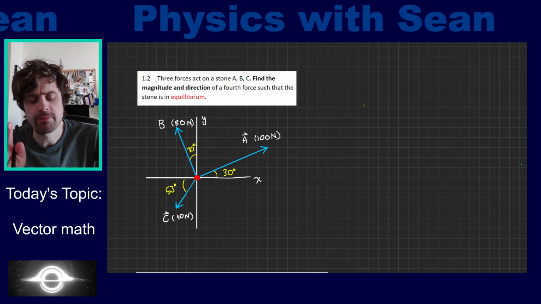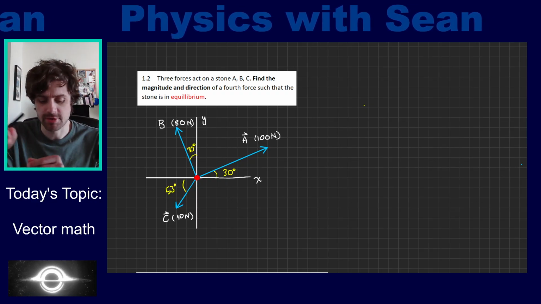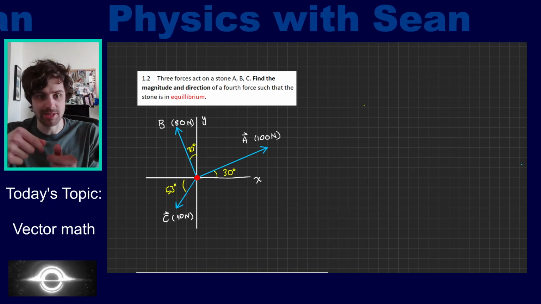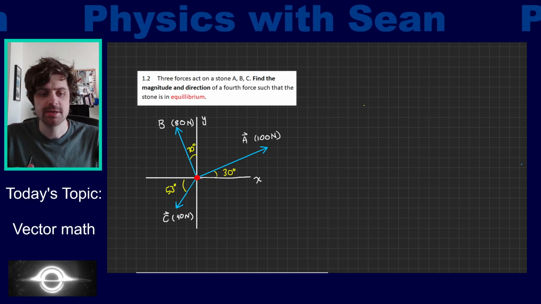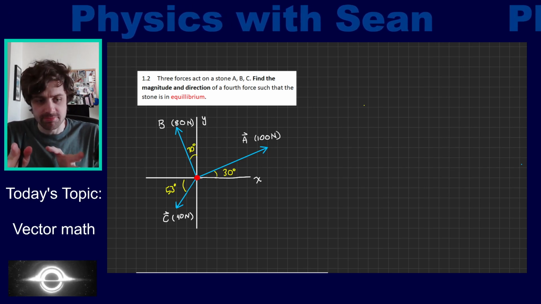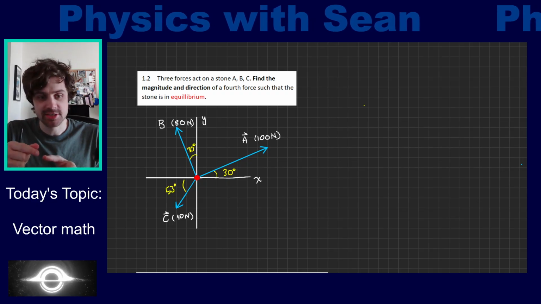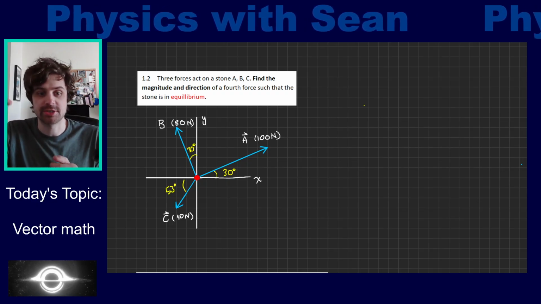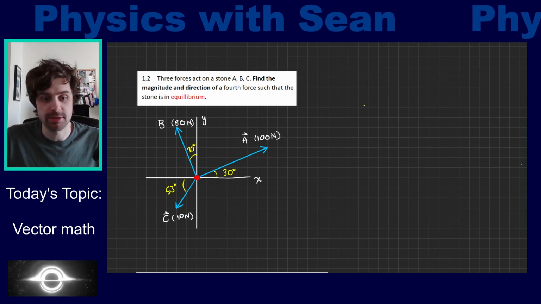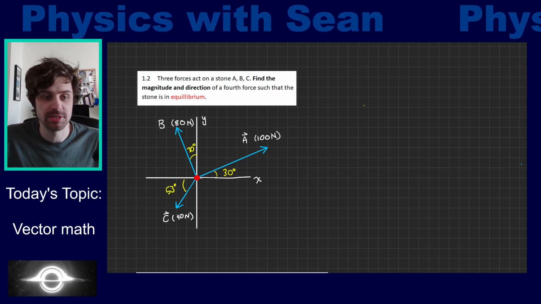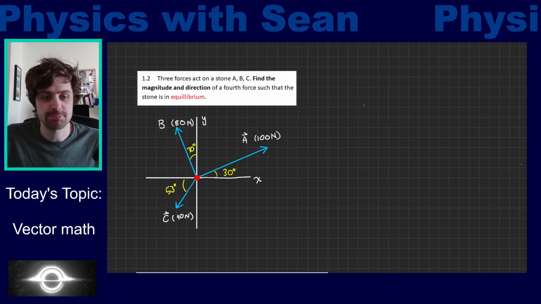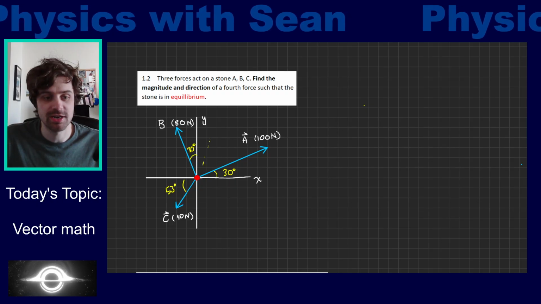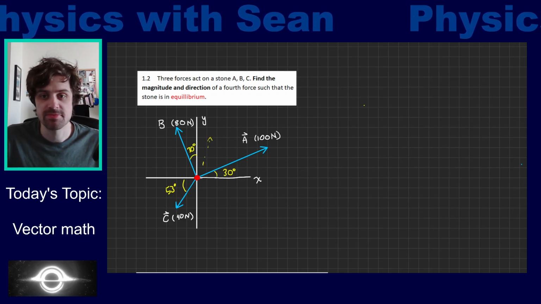Imagine looking down on three people pulling on something with ropes. They're all trying to pull in these directions, A, B, and C. And you can imagine that with these three forces, the stone's probably going to move off in some direction. Force A is pulling on it pretty hard off to the right. Force B is pulling it up a lot. Force C is kind of weak, pulling off to the side. The stone's probably going to drift off in this direction or something.